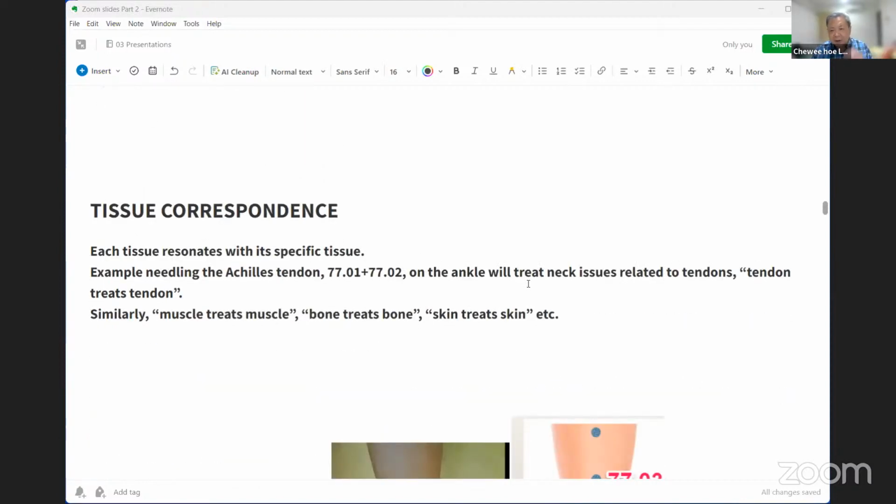The third principle of Tung Acupuncture is tissue correspondence. Absolutely useful and absolutely easy to understand. Tissue correspondence.